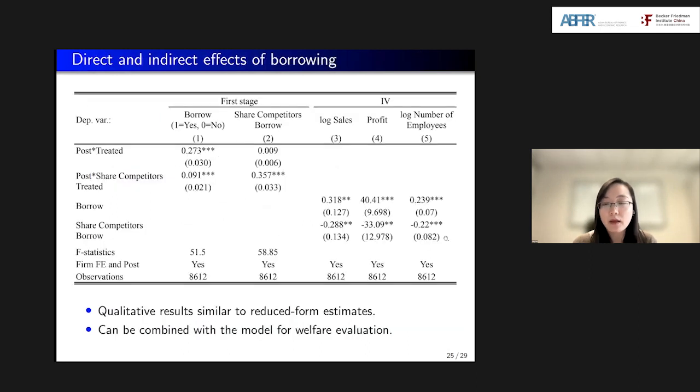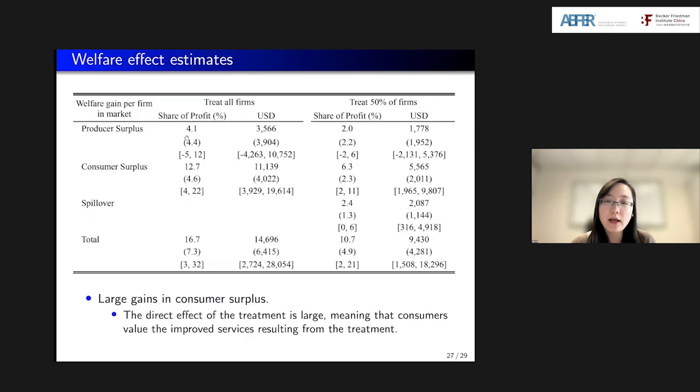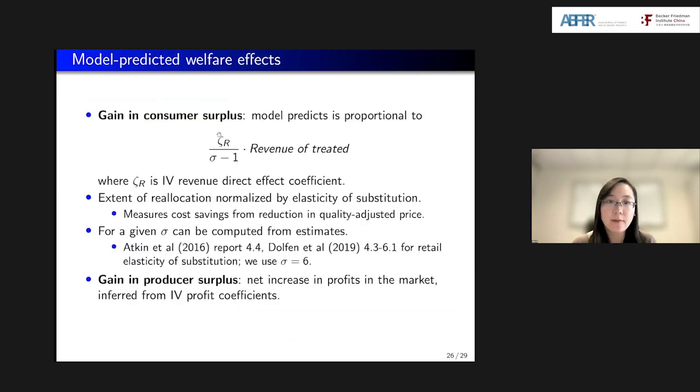So we see the IV estimation results in this table, which is largely in line with the reduced form estimation. Then we use this to estimate both the consumer surplus and the producer surplus. So our model predicts that the consumer surplus basically reflects the reallocation normalized by the elasticity of substitution, or in other words, it measures cost saving from reduction in the quality adjusted prices. So for a given elasticity of substitution here, we can estimate the consumer gain from our estimates.